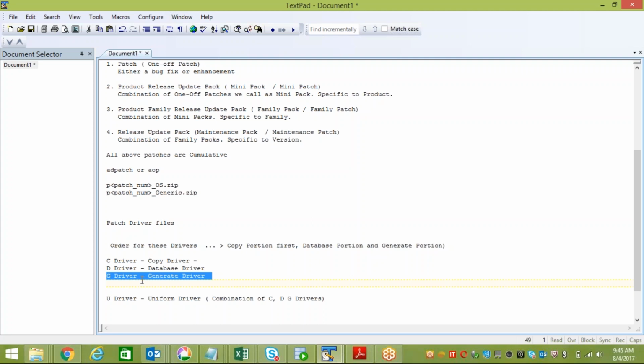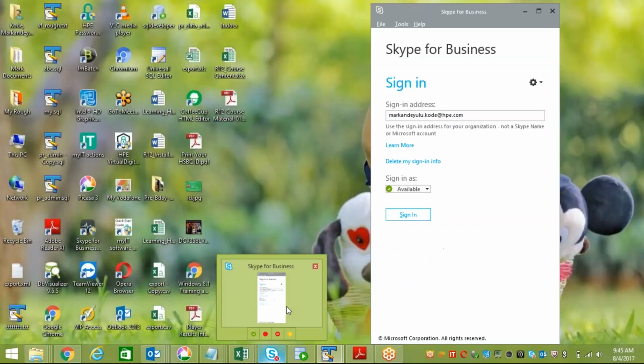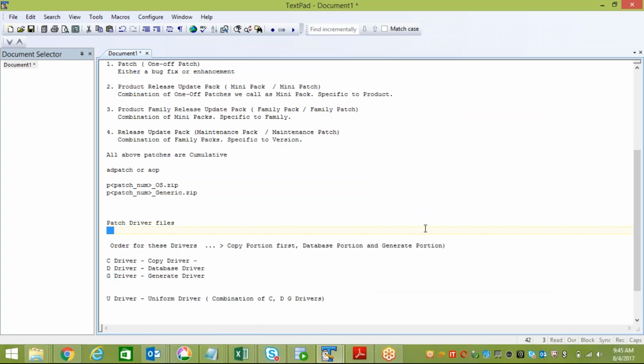Anyway, the U driver you will be getting contains the CDG drivers: the copy portion, database portion, and generate portion. It takes care of everything by itself, so no need to worry.